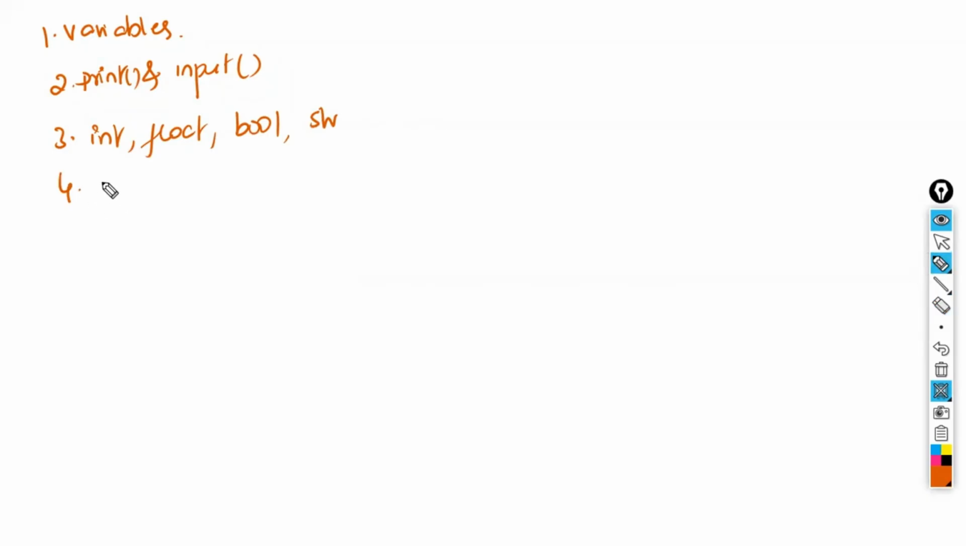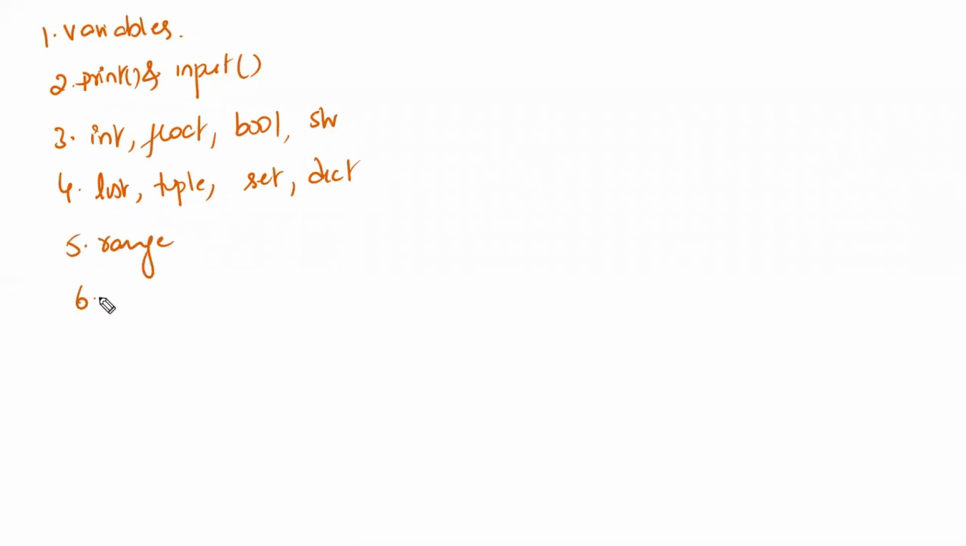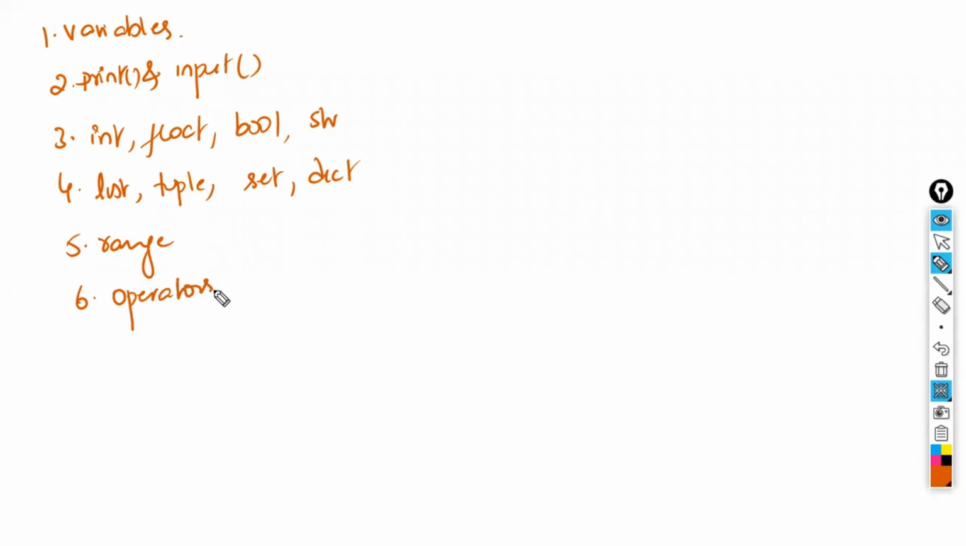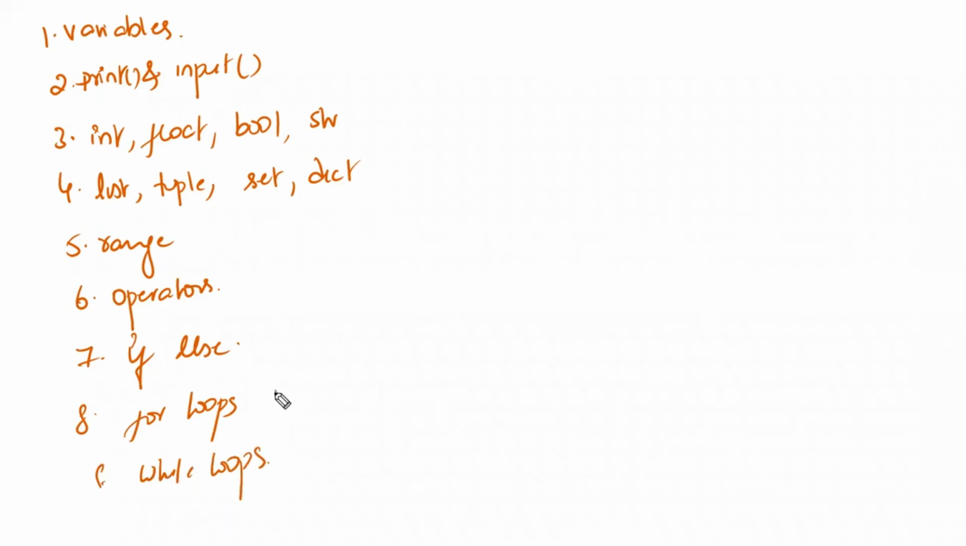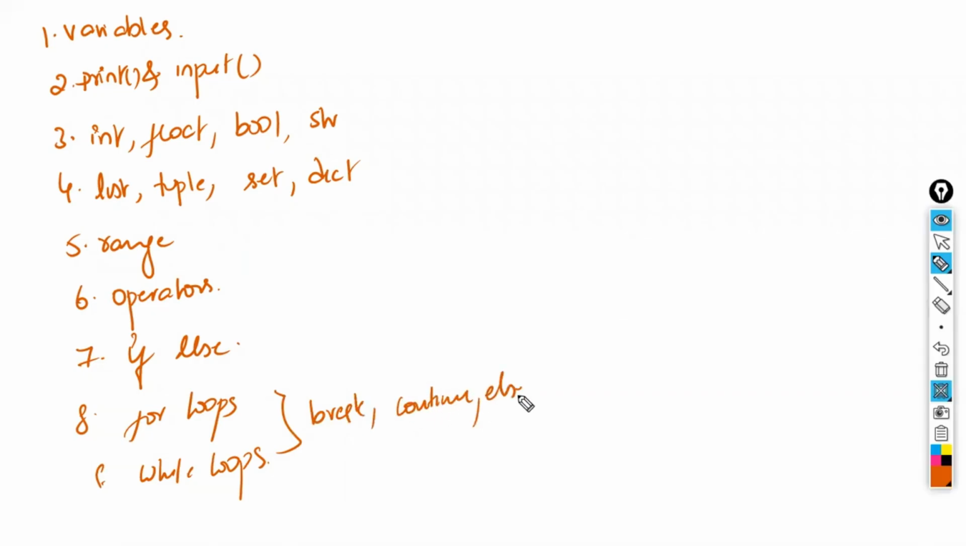And the next one is we have seen list, tuple, set, dictionary. Next, we have completed range. Next, operators. Next, if and else, that is conditional statements. Next, for loops. Next, while loops. So these are the things till now we have completed. Within the loops, we have seen how to break, continue, and else part. So these are the things which we have completed.